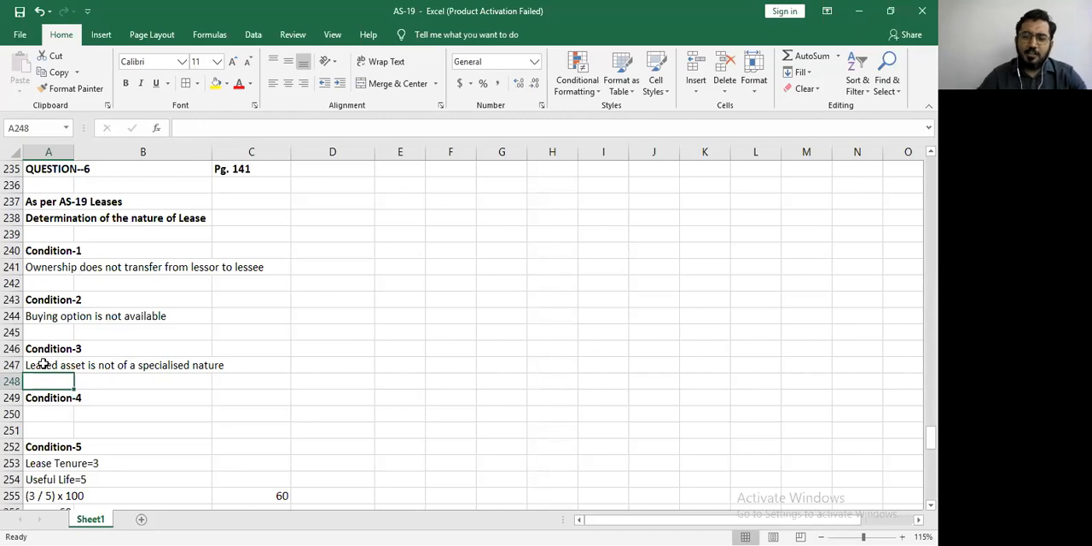Is it anywhere given in the question that the lease is non-cancelable? Look at the question and on your chat box. Is it given anywhere that the lease is non-cancelable? Look at the question and tell me, is it given anywhere that the lease is non-cancelable?